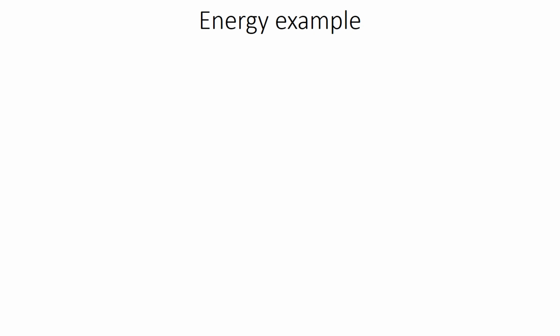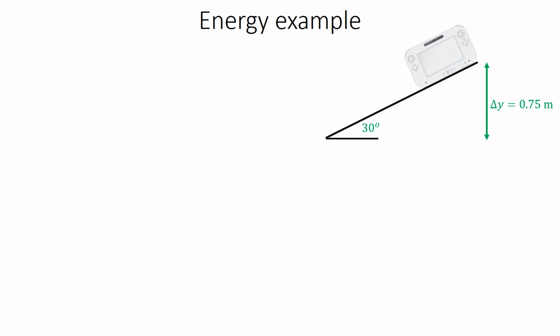Let's take a look at an example of energy conservation. Suppose you place your game console on a frictionless sloped surface. It's initially at rest, but it speeds up as it begins to slide. Using conservation of energy, let's determine its speed at the bottom of the slope.